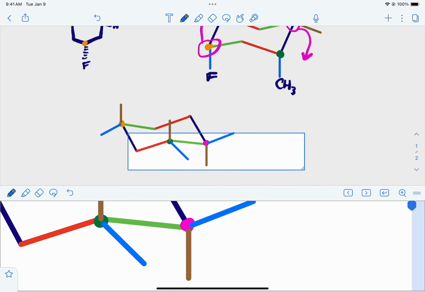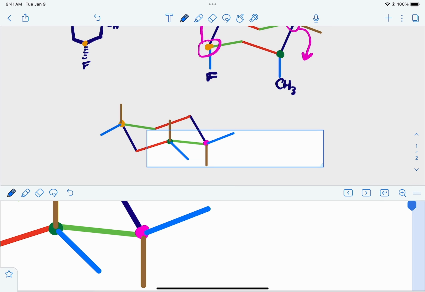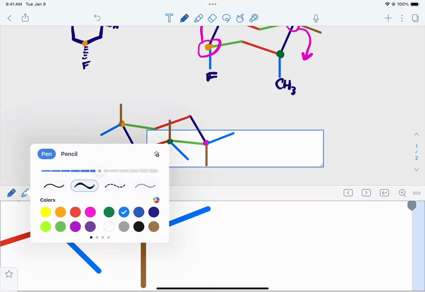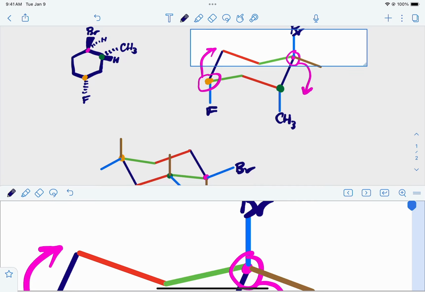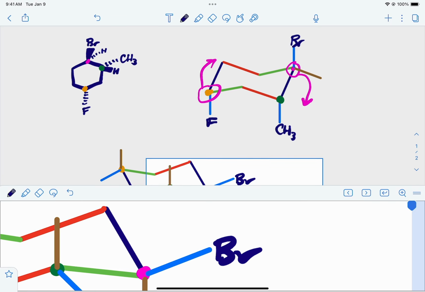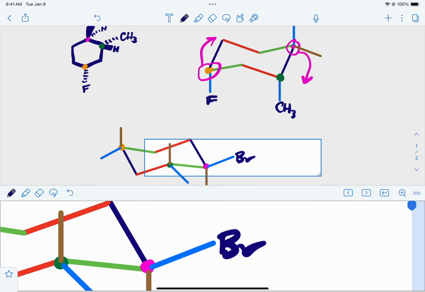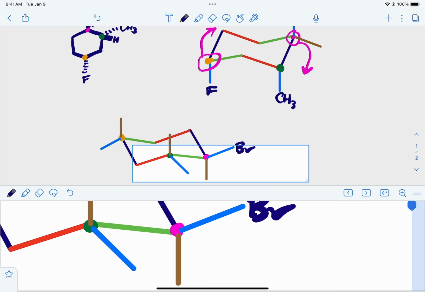So on this carbon, what is up? Well, it's the blue line, right? It's the light blue line. So that's where our bromine goes. It's also up, right? So it was up an axial in our first chair. Now it's up an equatorial, right? And our hydrogen is now axial. It's on the brown line. I'm going to erase that, so we don't need that anymore.